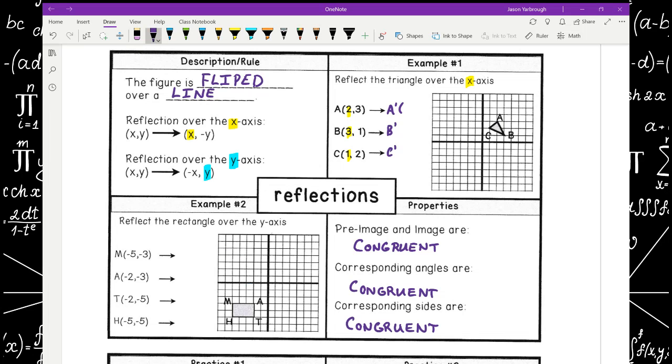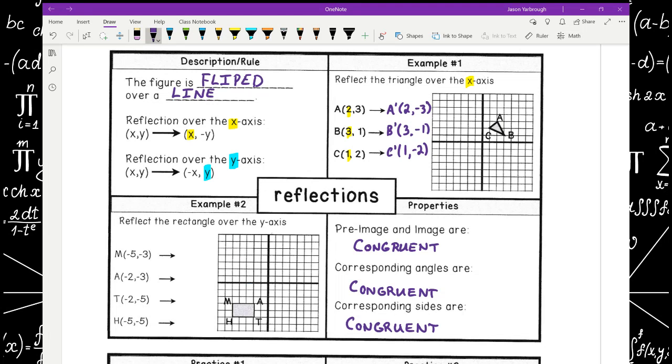Because we follow this rule, we know that the first values stay the same. So we got 2, 3, and 1. The second value becomes its opposite. Right? Positive 3 becomes negative 3. Positive 1 becomes negative 1. And positive 2 becomes negative 2. Now all we have to do is graph those points.